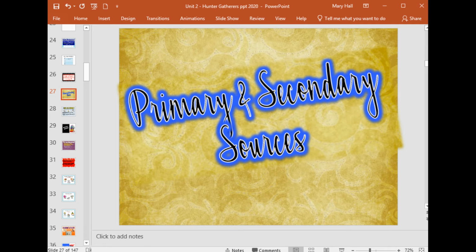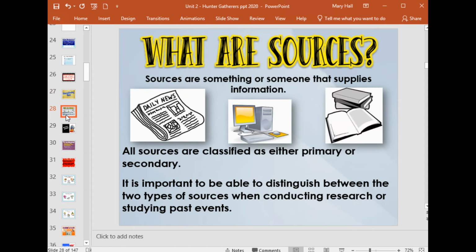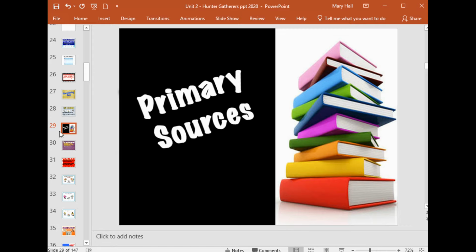So there are two types of sources, primary sources and secondary sources. Again, a source is something that you get information from. All sources are either primary or secondary, and it's important to be able to tell the difference between the two. So let's talk about primary sources first.